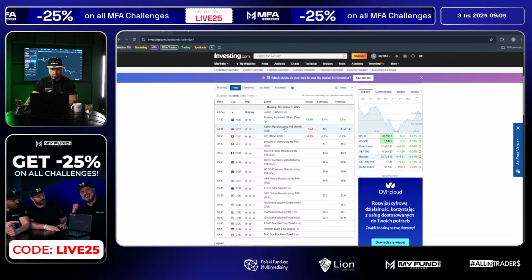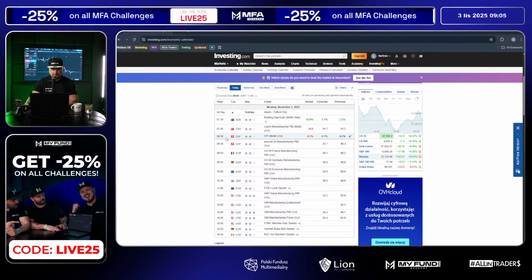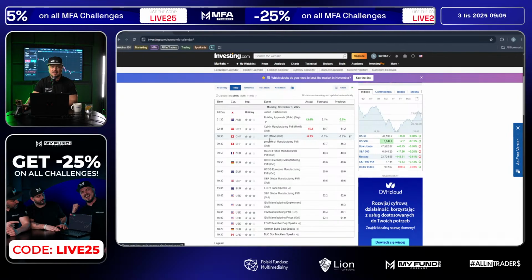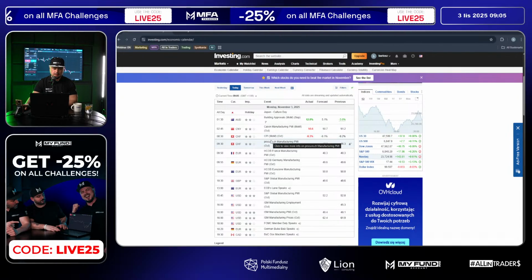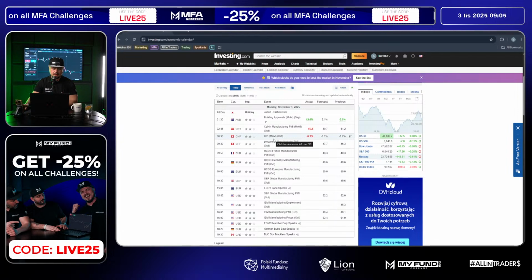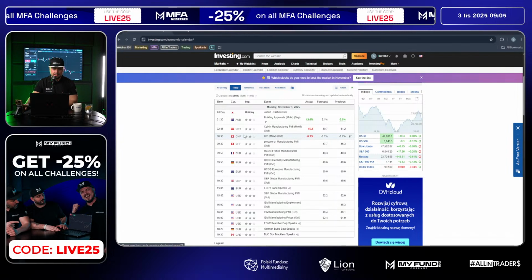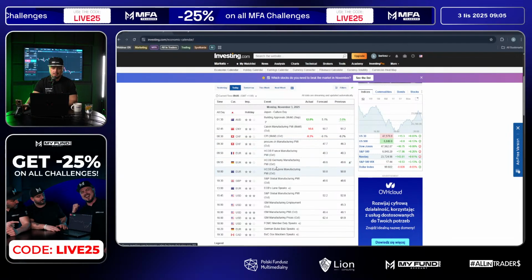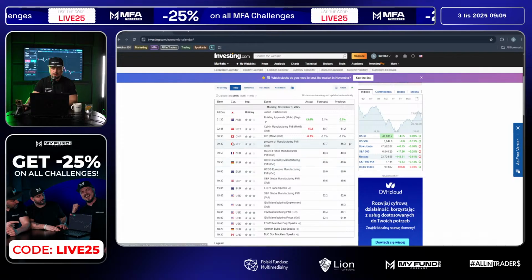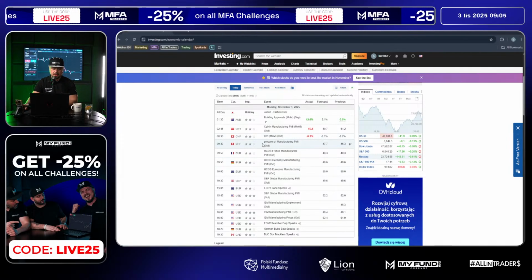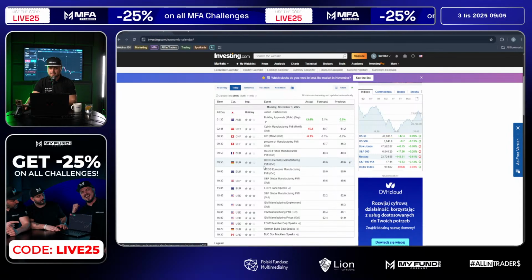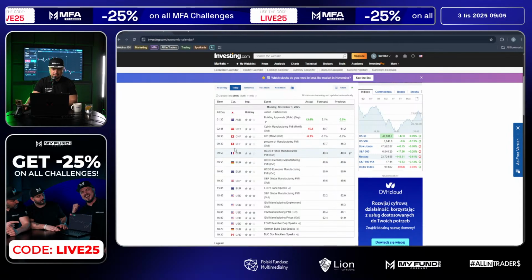But let's have a look at what's going on in the morning. CPI in Switzerland, it's marked as 2, so medium impact for the market. That was in the morning, but CPI is quite important inflation news for each country. So we're gonna check if anything happened on USD CHF or not. But that was in the morning.